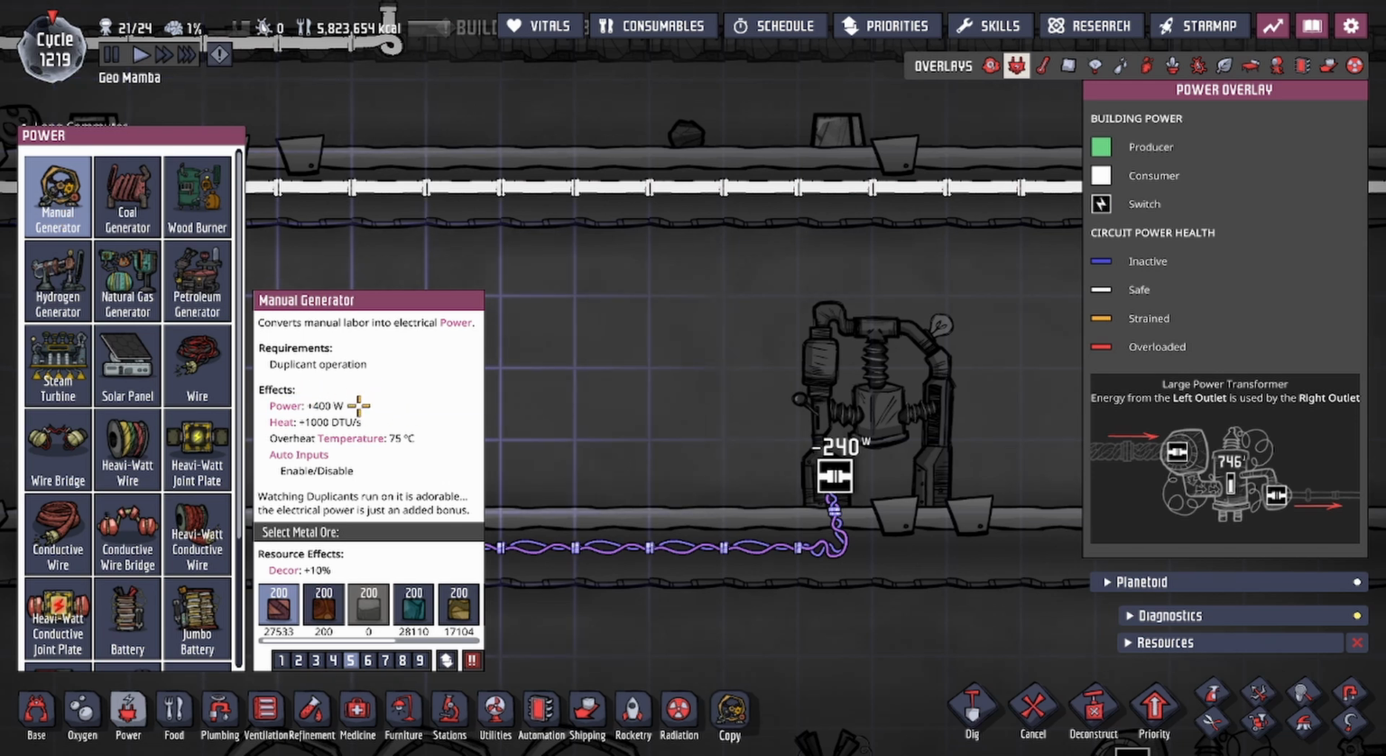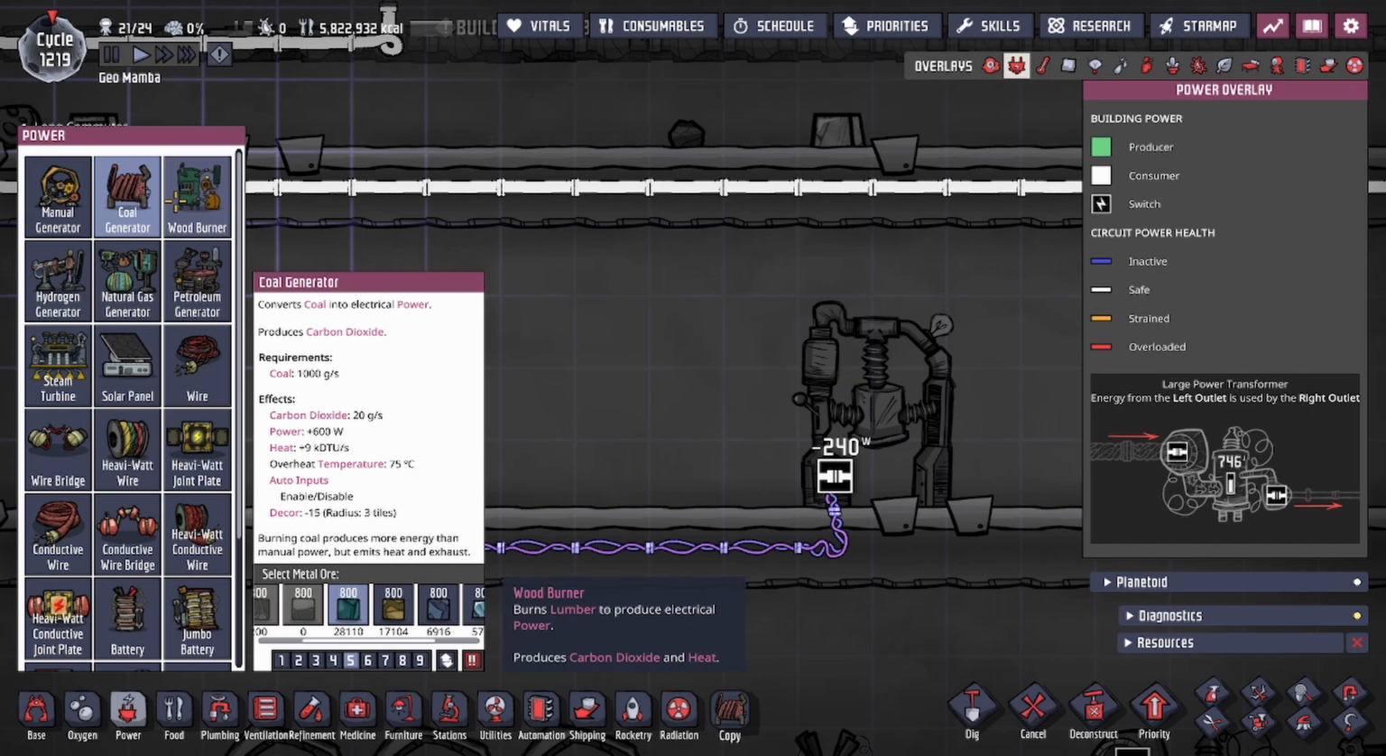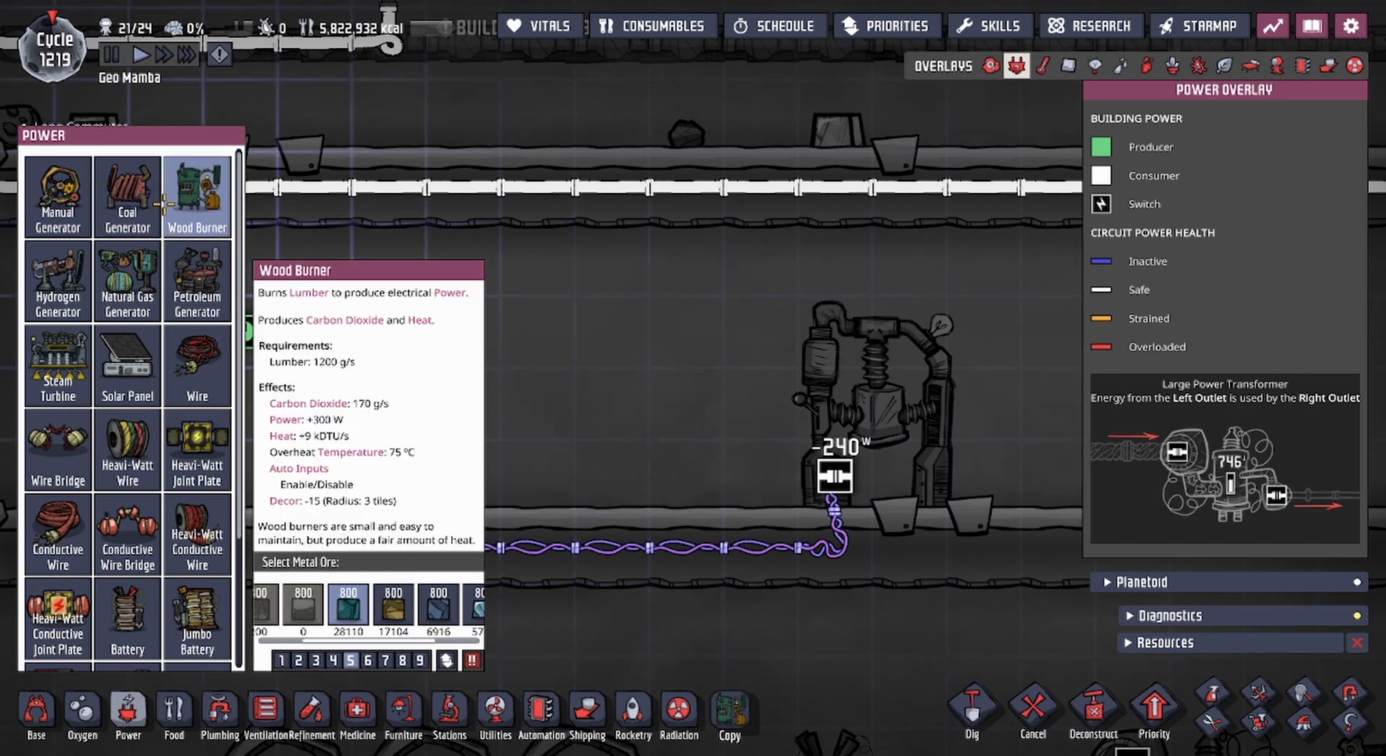Each generator is going to provide power as a positive number in watts, and that's always going to be per second, meaning that our manual gen right here provides 400 watts per second as long as the duplicant is running on it. That being said, all generators have this feature of having in the effects tab a positive value in watts for the per second value of power they generate.